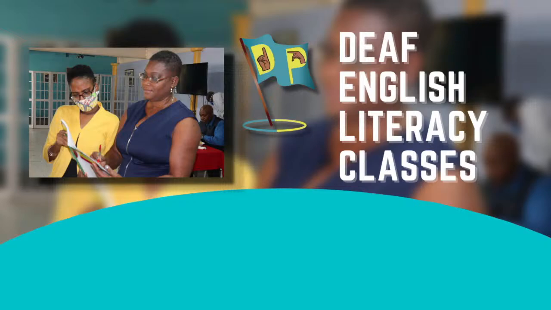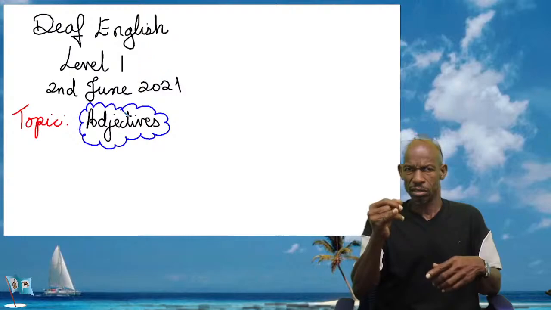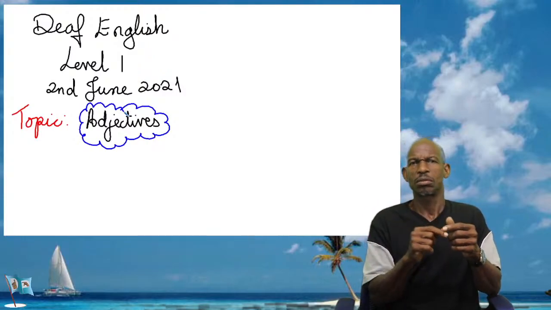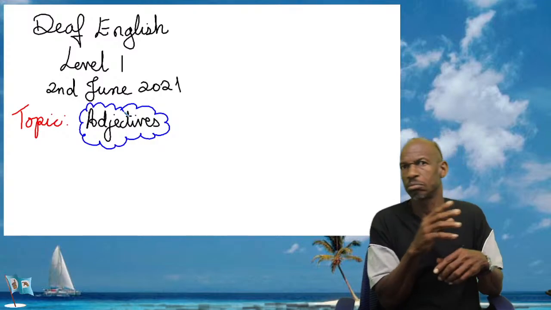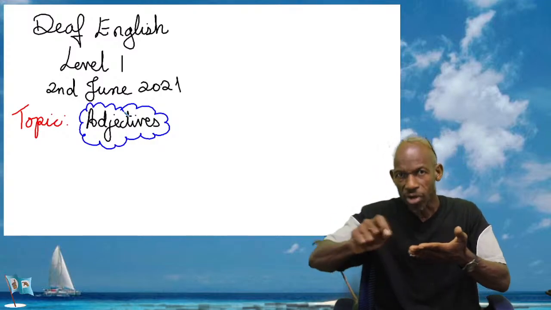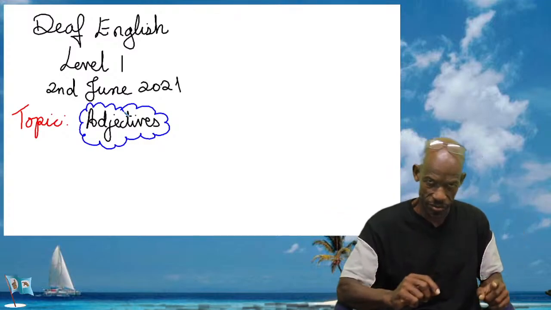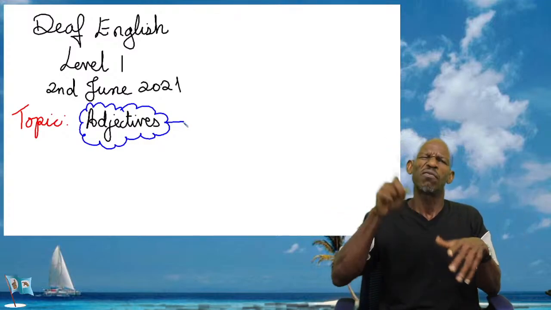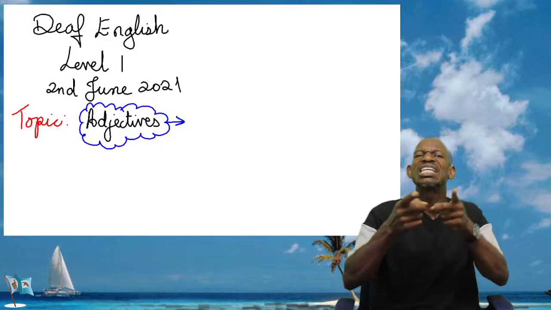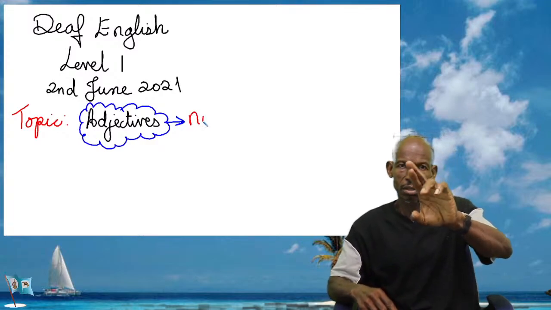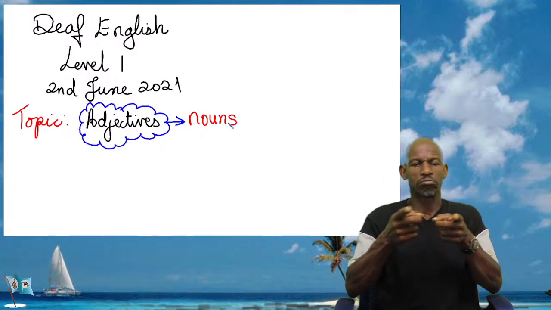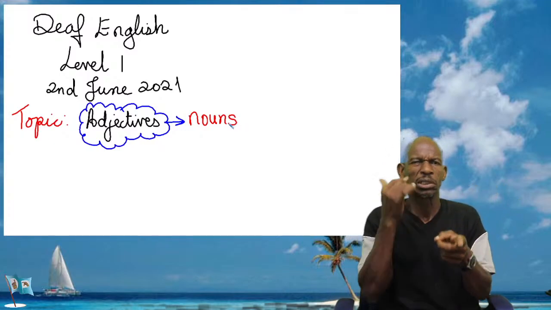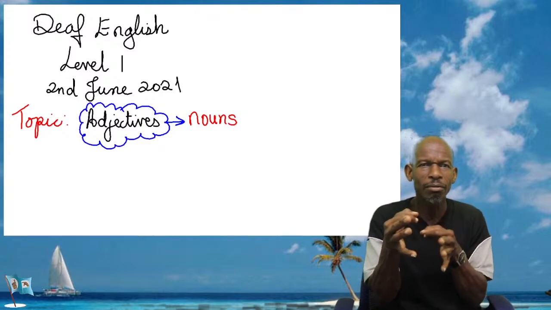Nouns, verbs. These are functional words. So they have function based on what they do when we speak and sign. So adjectives, as I said before, are words used to describe another part of speech that we are familiar with before, which are nouns. So anytime we are talking about adjectives, we are linking it to a noun, or we can link it also to a pronoun.